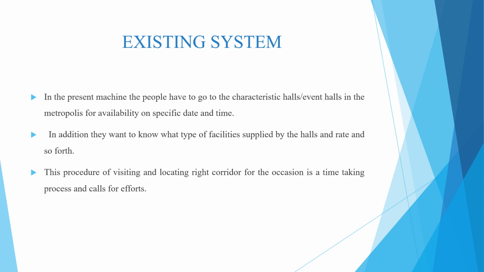And about the existing system, in the present system, people have to go to various halls in the city for availability on a specific date and time. In addition, they want to know what type of facilities are supplied by the hall, the rate and so forth. So the process of visiting and locating the right hall for an event is time consuming. So that's why we are planning to make an application where it is easy for people to book their events, and the rest of the parts are explained by my friends.